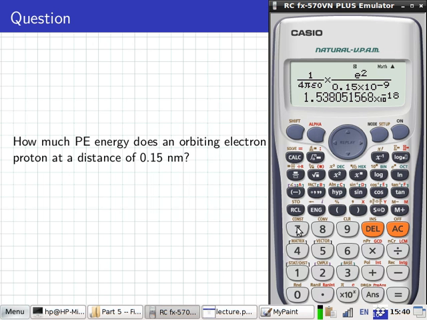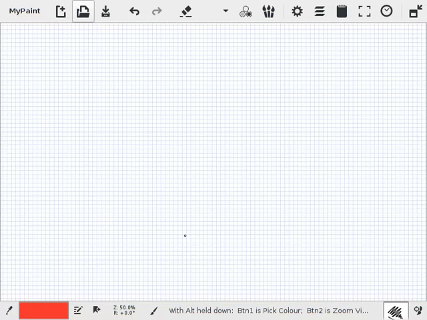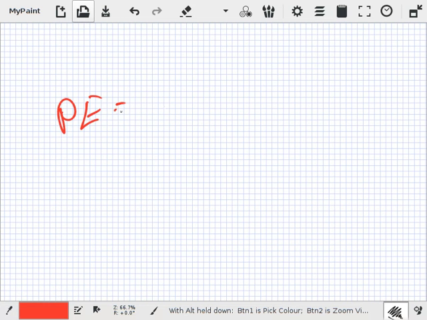So how do I convert this into electron volts of energy? Divide by E, 1.602 times 10 to the minus 19. Nice. 9.6 electron volts. So the potential energy equals 9.6 electron volts.